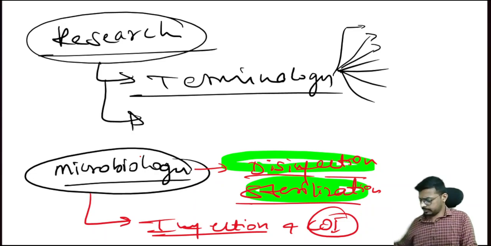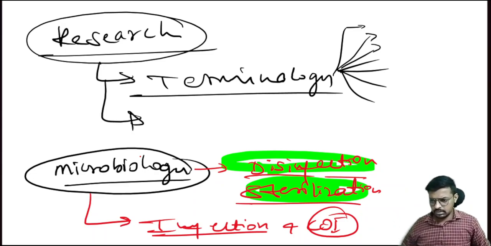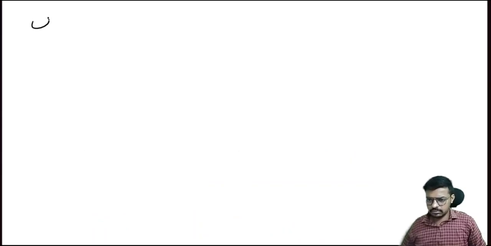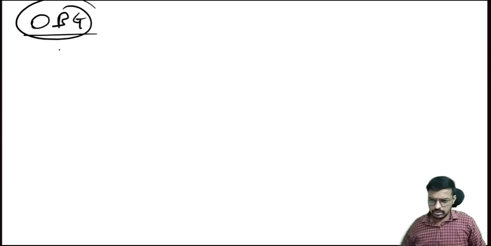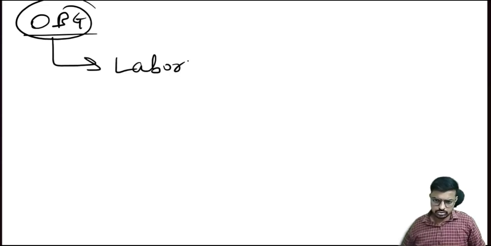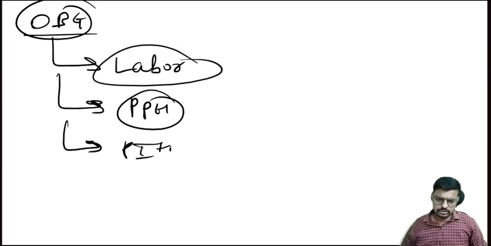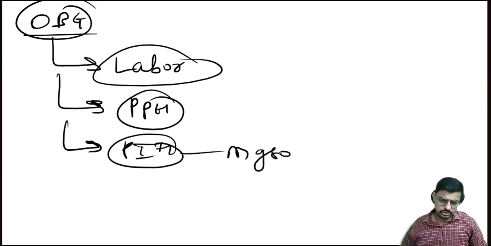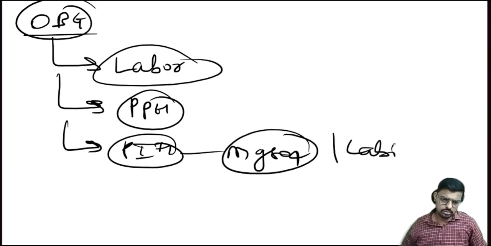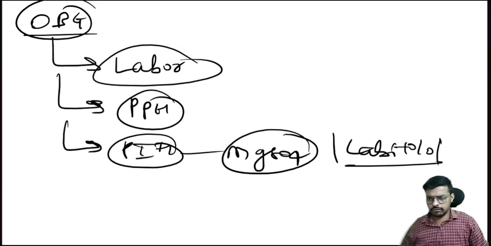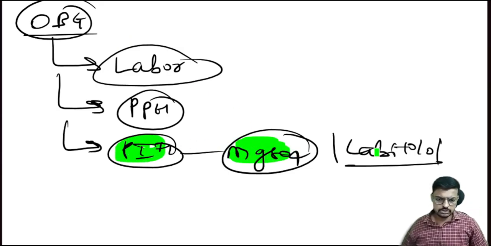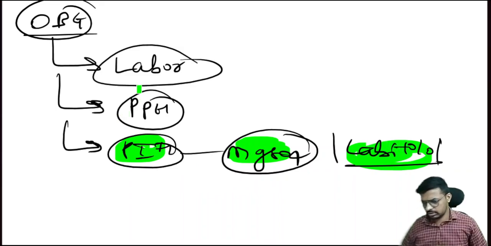So the next one is OBG. From the OBG, we have to revise, must and should, labor and all three phases and management of labor, then postpartum hemorrhage, then pregnancy induced hypertension. Here MgSO4 again I am telling, and labetalol. So MgSO4 in eclampsia and preeclampsia and pregnancy induced hypertension, labetalol and its dose, most important.